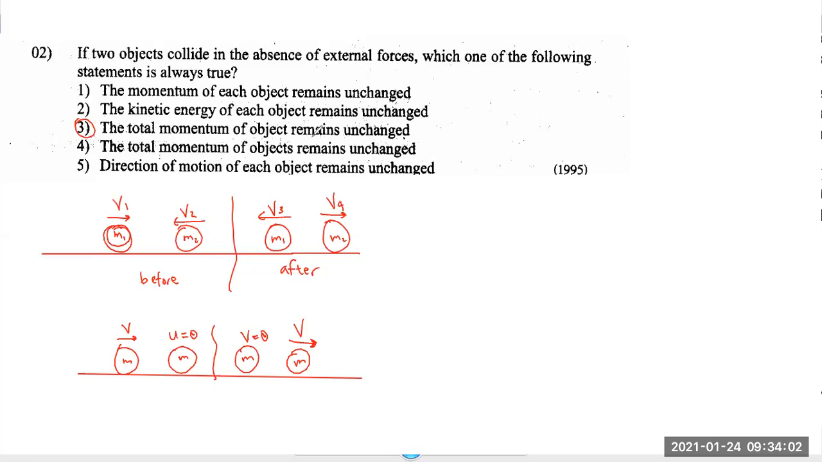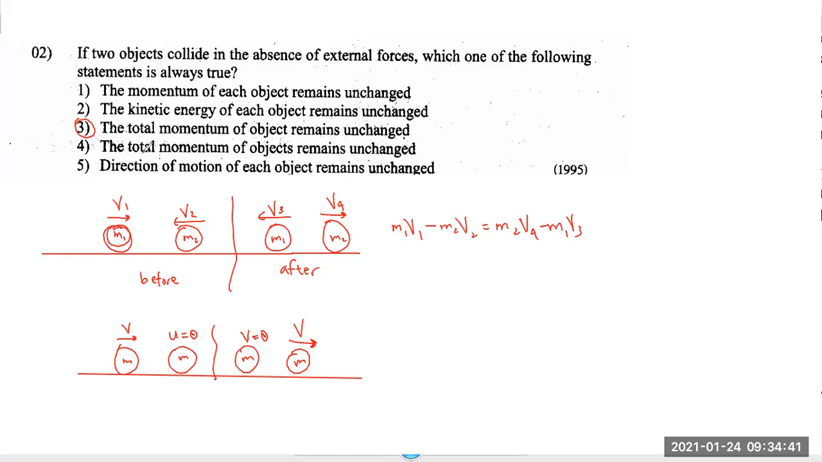Now, this one is correct. The total momentum of objects remains unchanged. Total momentum is always conserved. M1 V1 minus M2 V2 for this case is equal to M2 V4 minus M1 V3. Total momentum in the system will be the same because of Newton's second law and third law. When two objects collide, they experience the same force, so the magnitude of change in momentum is the same for both objects. Therefore, the total momentum will always be the same.